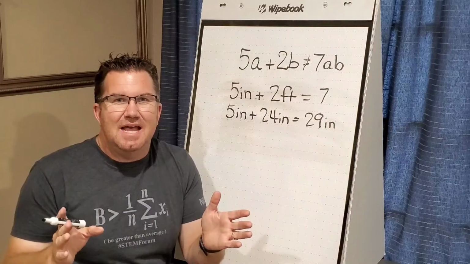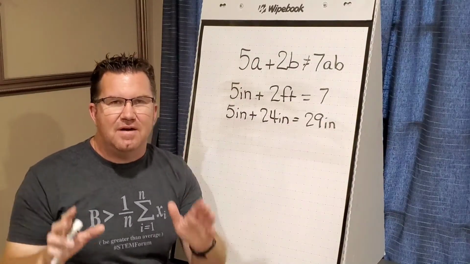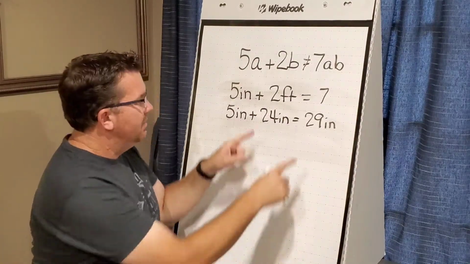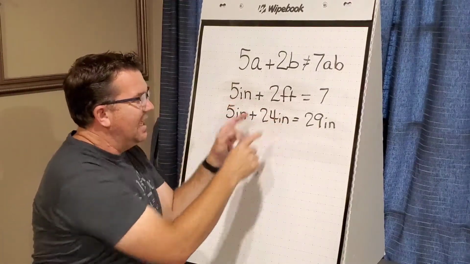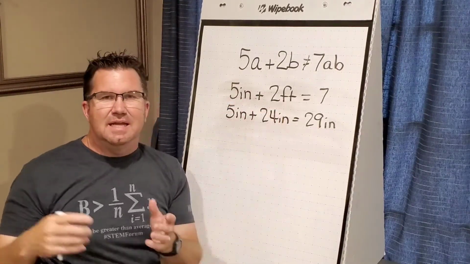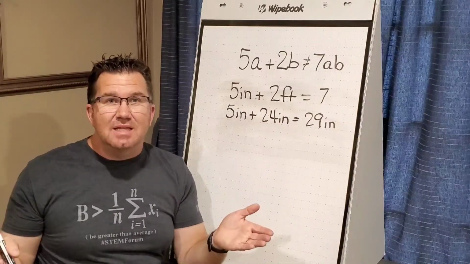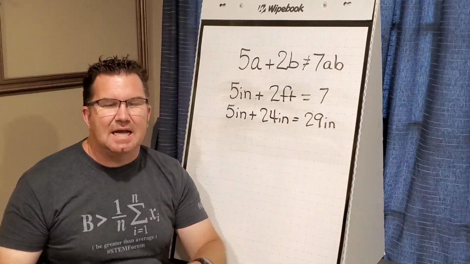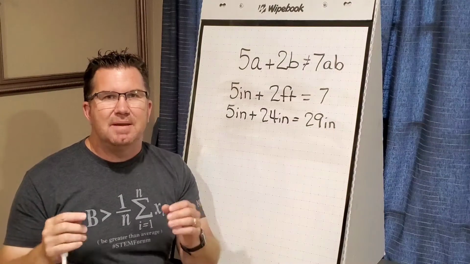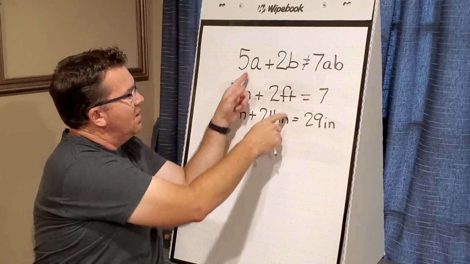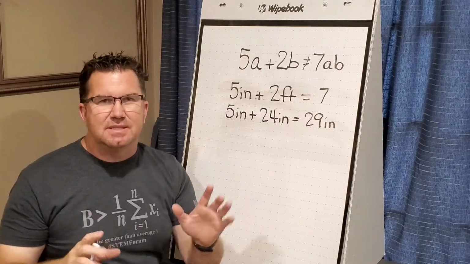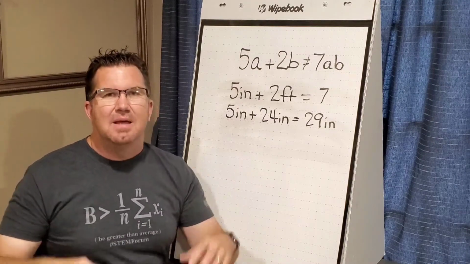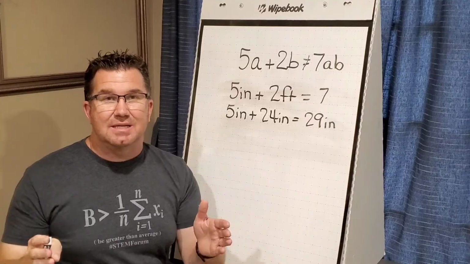And what's the key to that? I have to find the relationship between the two objects. In this case, 1 foot is 12 inches. There's a relationship there. Anytime there is a relationship between the two objects that we are trying to add together, I can make some adjustments so that I can represent them as the same object.